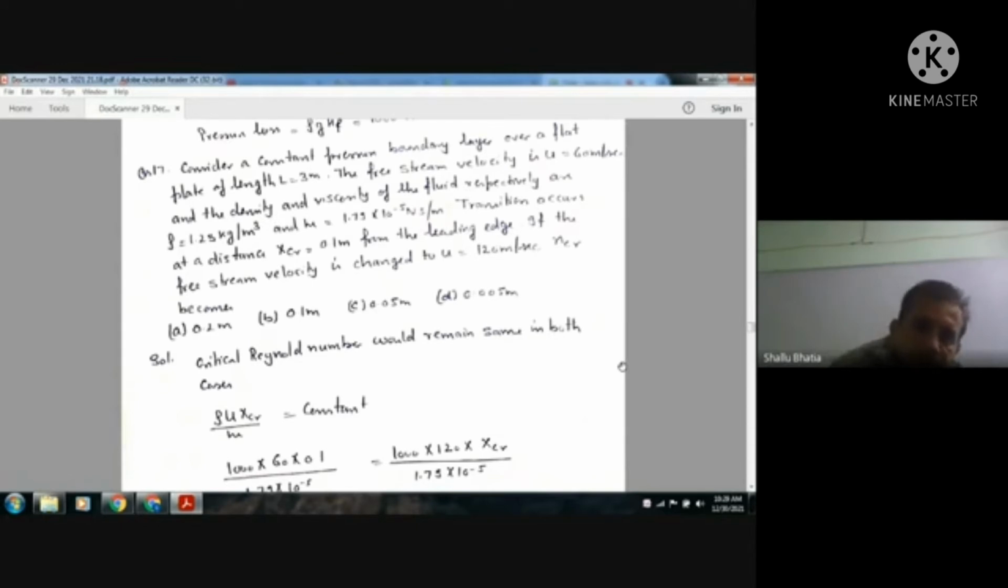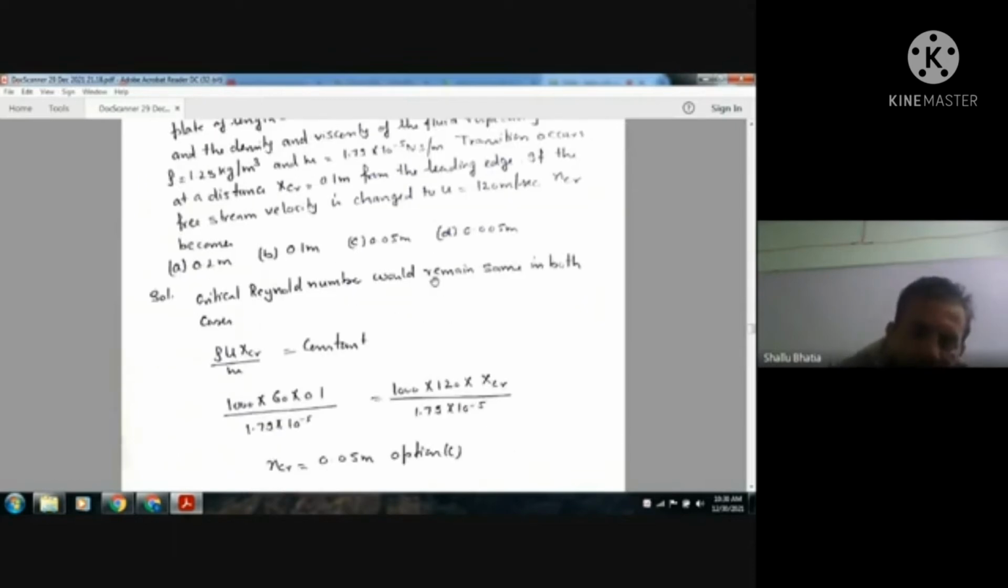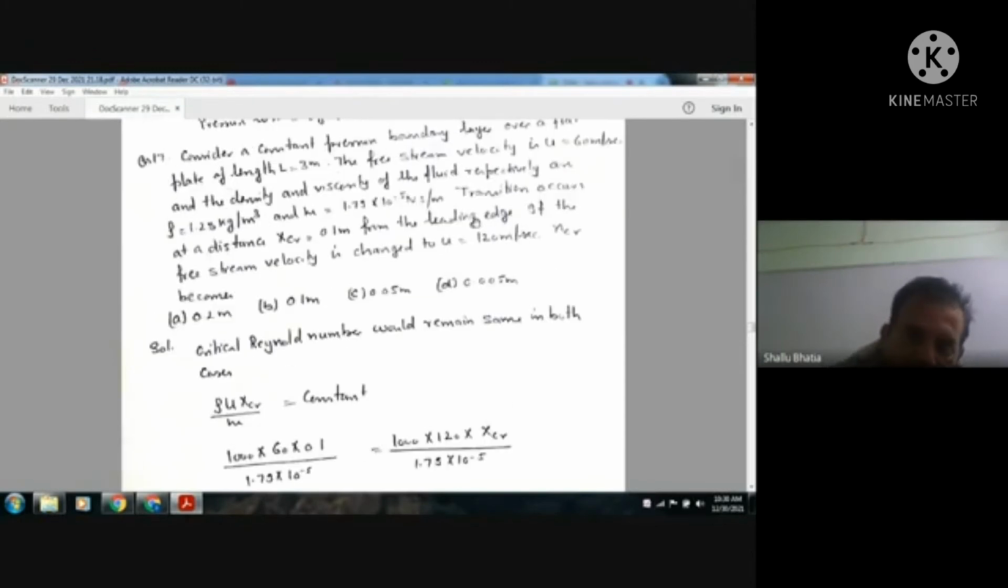Here the length of the plate is 3 meters, and free stream velocity is u. Again calculating the Reynolds number. The Reynolds number is rho u xcr by mu, because it is an external flow we will use length x. Okay, xcr u. So this is your critical Reynolds number, at which the transition occurs. At the initial condition it is given as 0.1.